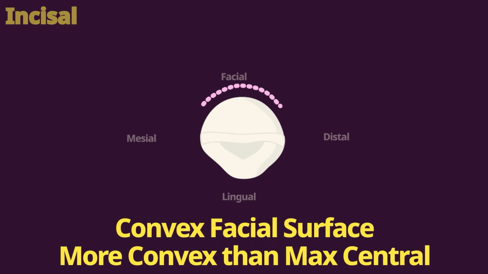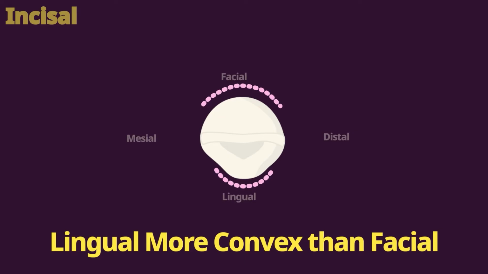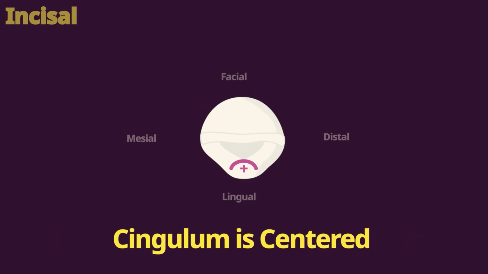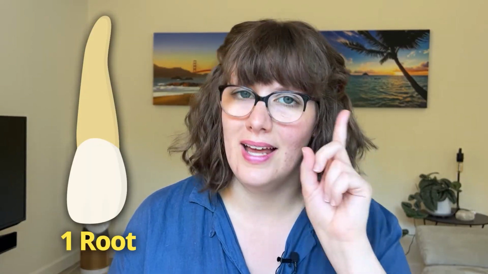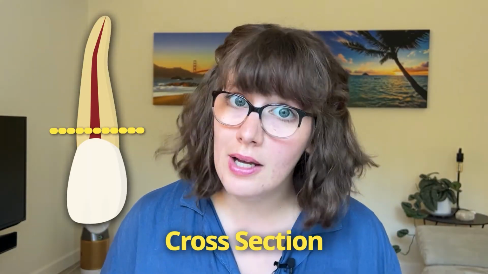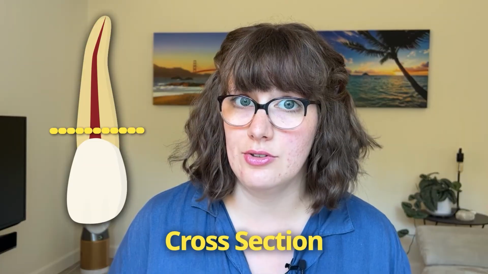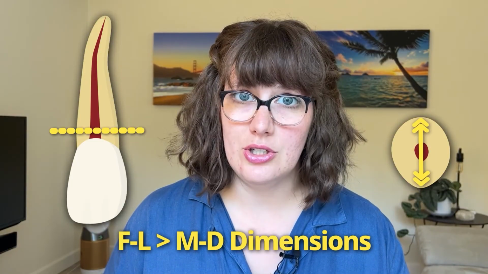You're going to see that the facial surface is more convex than that maxillary central incisor surface was, where it had quite a broad curve to it. And then you'll see that the lingual is even more convex than the facial, where that cingulum is, and that cingulum is centered. The maxillary lateral incisor has one root, and that one root has one canal. If you take a cross-section of the root, the facial lingual dimension is larger than the mesial distal dimension.